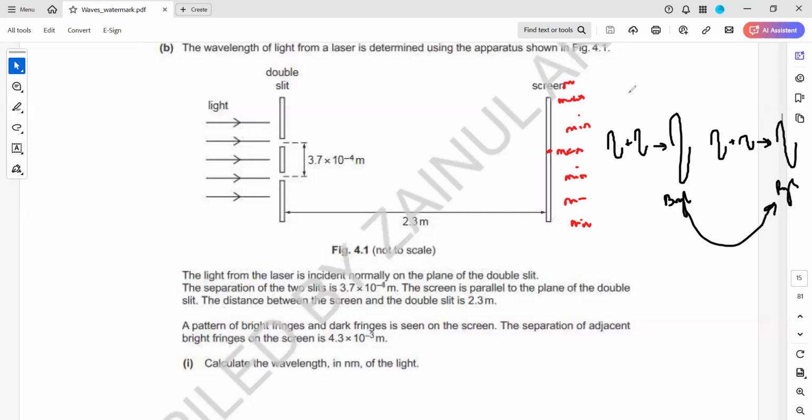When it was forming a minima, the crest of one was joining with the trough of another, so they completely cancel out each other. So we will have dark here. But now what is happening? One wave has higher amplitude than the other one, so it is not able to completely cancel out. Some wave is still there. Lower amplitude, but some wave is still there. So it means instead of the minima or the dark fringe, we'll observe the light.